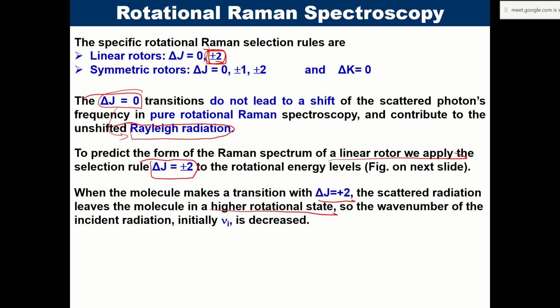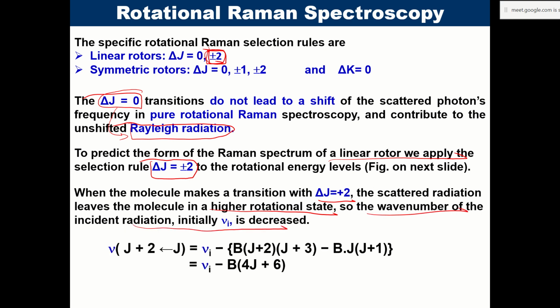In a higher rotational state, the wave number of the incident radiation is decreased. So you can write this form. You know the rotational description; we have learned it in microwave spectroscopy in terms of J. J changes by 2 units. So J into J plus 1 is the initial state, and this is the final.